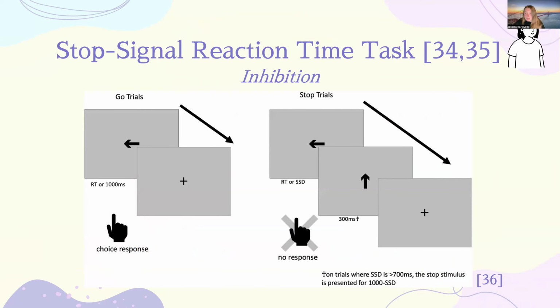Now, the stop signal reaction time task measures a participant's ability to inhibit a response. Participants perform a fast go task, for example, classifying the direction an arrow is pointing, but must stop responding if a certain signal appears, which is known as the stop signal. In this example we see on the slide, a participant must classify whether an arrow is pointing to the left or right in quick succession. However, if they see an up arrow, they must stop responding. This task measures how quickly the brain can stop an action, where the faster an action can be stopped, the better a participant's inhibitory control is said to be.